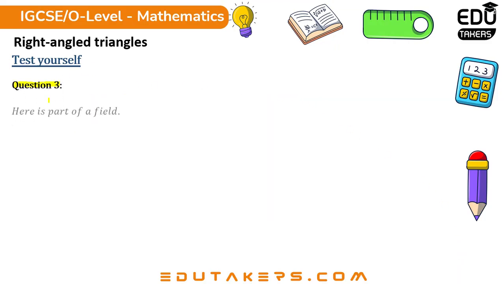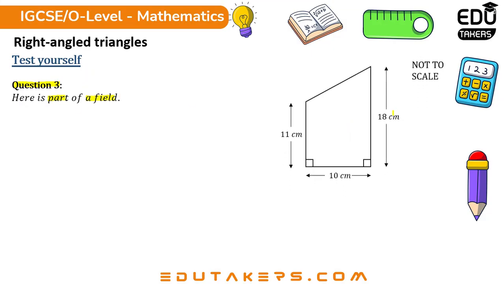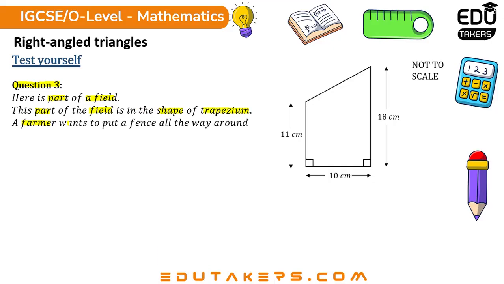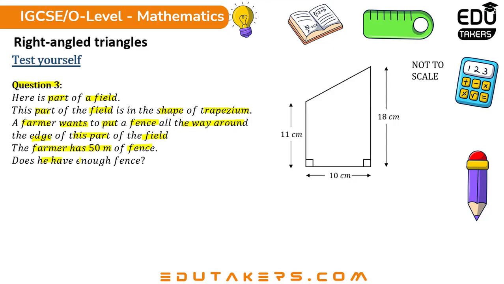Question 3. Here is part of a field. The diagram is given. This part of the field is in the shape of a trapezium. A farmer wants to put a fence all the way around the edge of this part of the field. The farmer has 50 meters of fence. Does he have enough fence? You must show all your working. It's a 5-mark question.